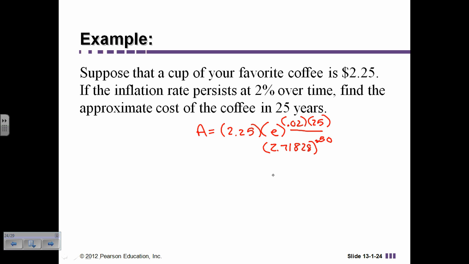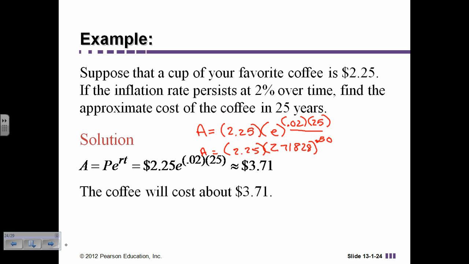Okay, and then you're going to take that answer and you're going to multiply it by 2.25. Now, depending on what kind of calculator you have, you may have to take this in a couple steps, or you may be able to do it all in one step. So what this tells you is that your cup of coffee is going to cost about $3.71 in 25 years. That same cup of coffee that you're buying now for $2.25.